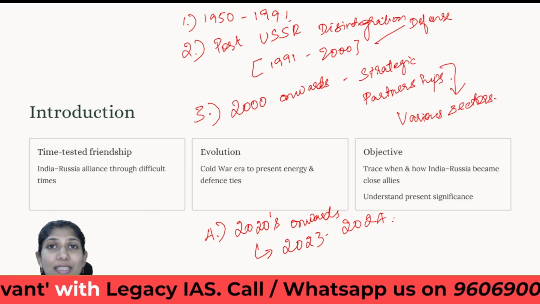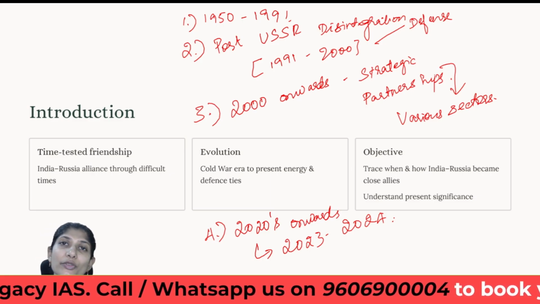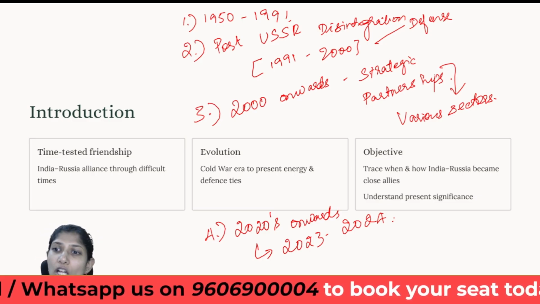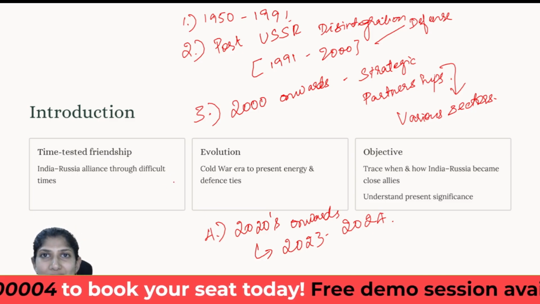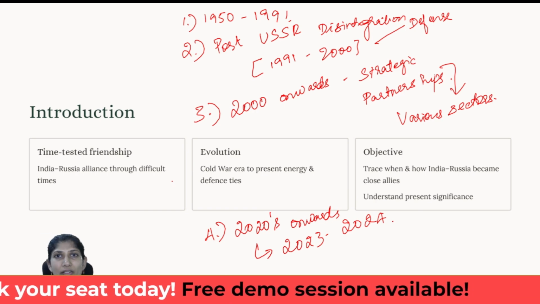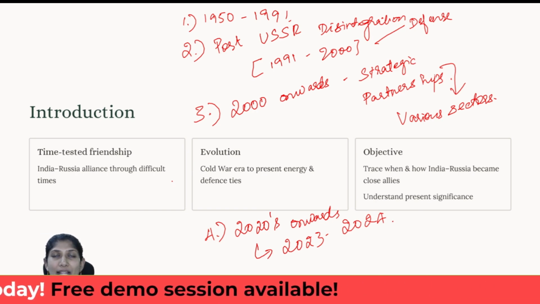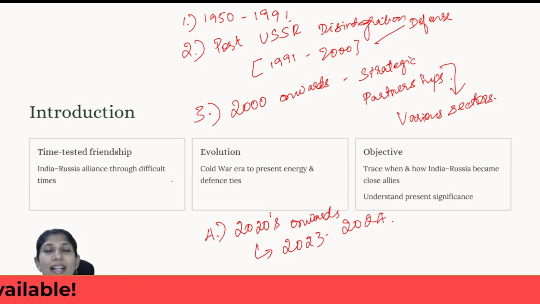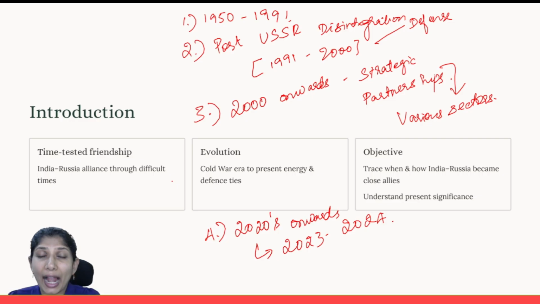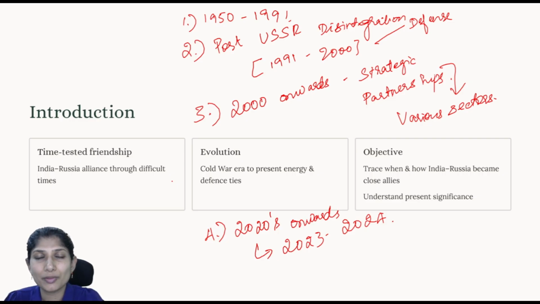So we have come from 1950 to 2024. If you say something about India and Russia, it is a time-tested friendship. Especially when India was transitioning from colonial chains into an era of independence, and at this point of time the West, that is the USA, was siding with pro-Pakistan, Russia, or the USSR at that point of time, was the one that had our backs.